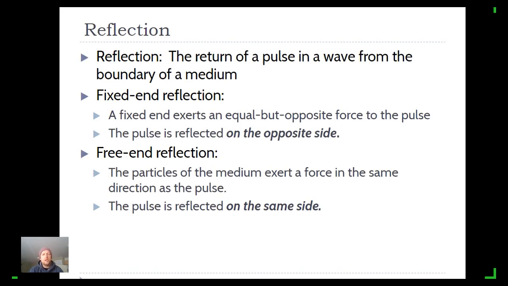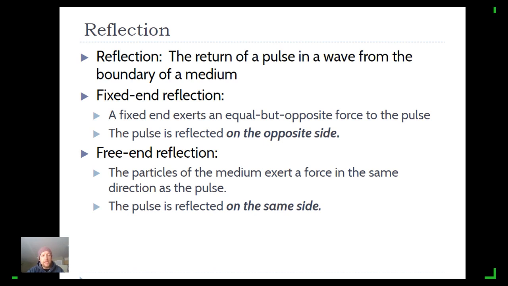So the first thing is that a reflection basically is the return of a pulse in a wave from the boundary of a medium. So it hits a different medium, something that's either going to be a little bit more dense or a little bit less dense, and it then reflects in the opposite direction that it was once going. We also have two different options, and we actually looked at this the other day through that app.